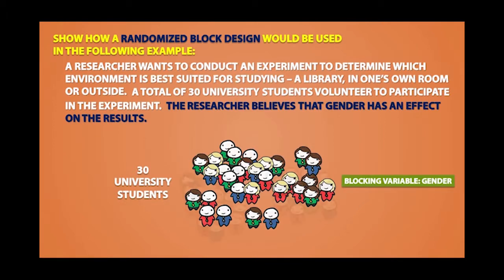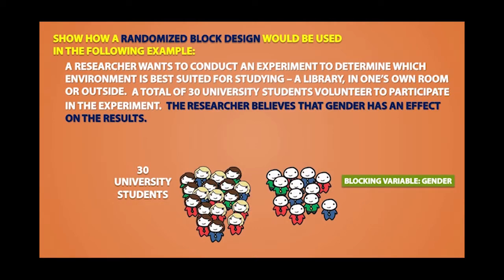So first, we separate our experimental units based on gender. One block will be for females and one block will be for males. There are 18 females and 12 males. Then, the experimental units in each block will be randomly assigned to 3 different groups to receive a treatment. So let's make a diagram out of this.